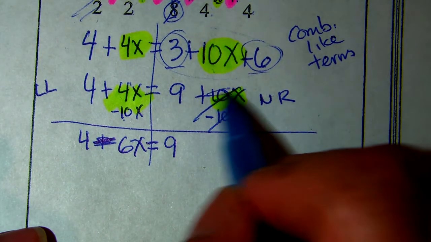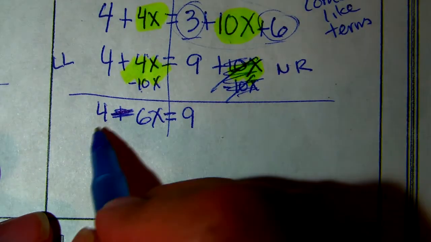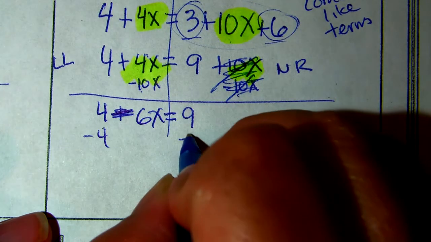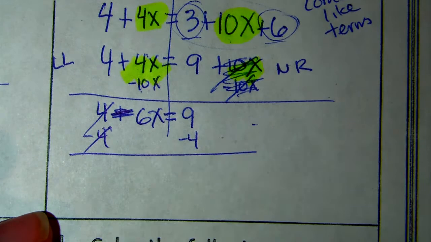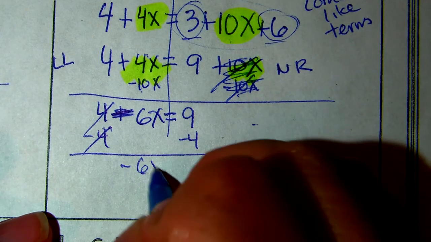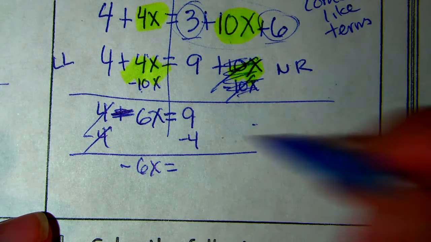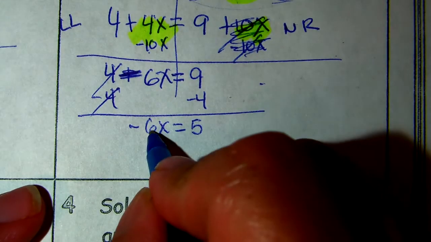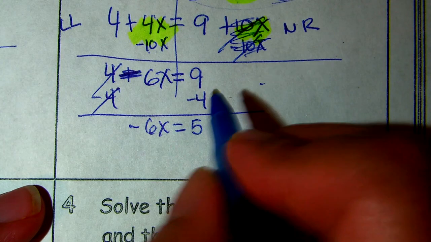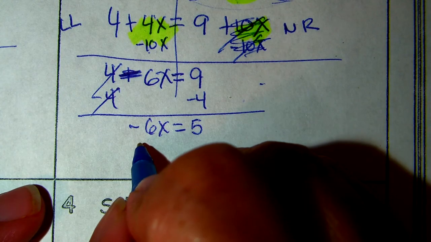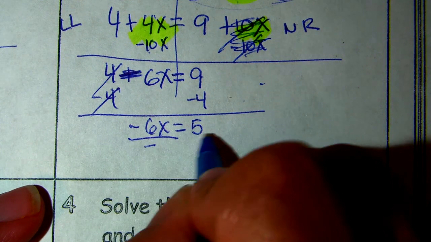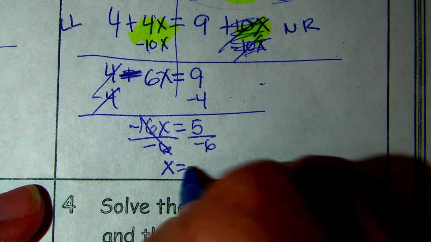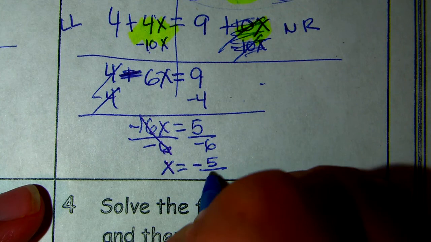We got rid of the x's right here. But we still have a number over here, and I want it over here on the right. So subtract 4, subtract 4. These two are gone. Bring down the minus 6x, and this equals 9 minus 4. That's 5. How do you get rid of the negative 6? Divide by negative 6, negative 6. This becomes a 1, and x equals negative 5 over 6.